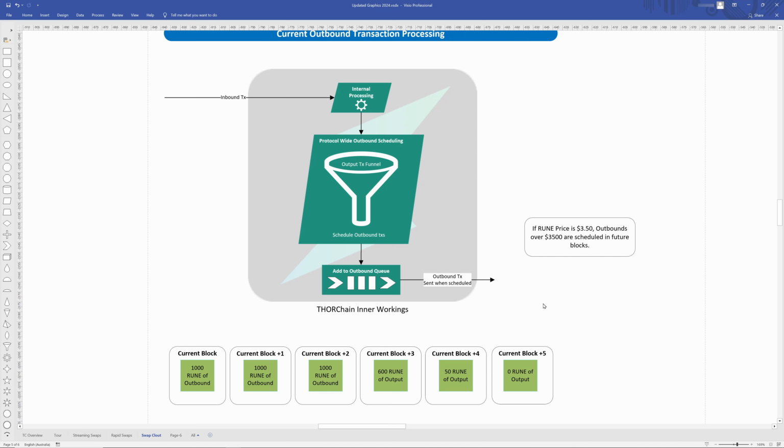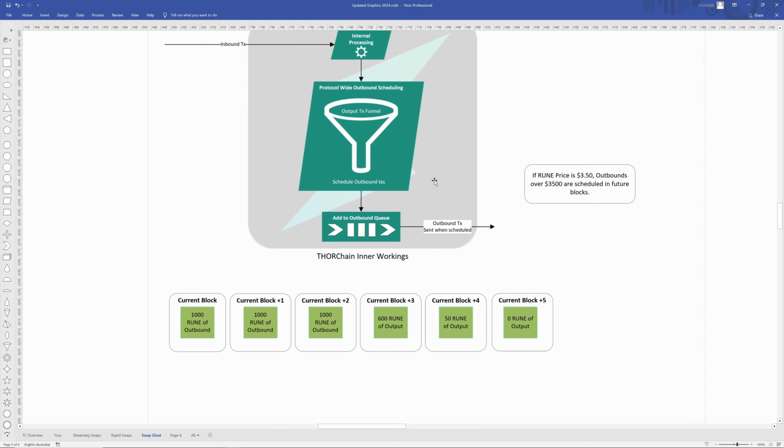The outbound capacity of the network, or what can leave the network, is dependent on the rune price, because everything is priced in rune. And obviously, the higher the rune price, the higher the outbound capacity in USD value will be.